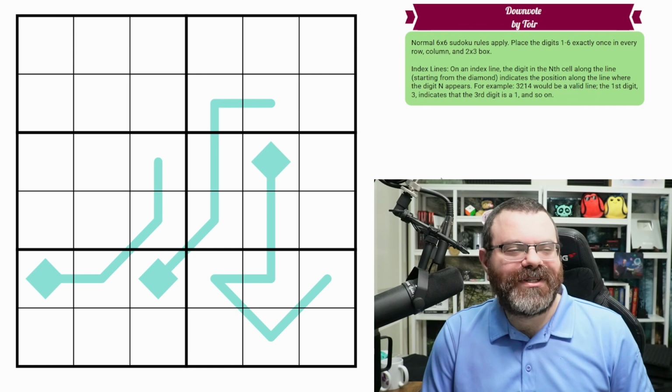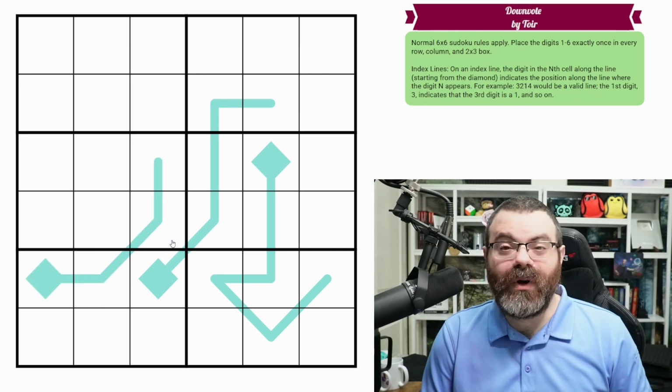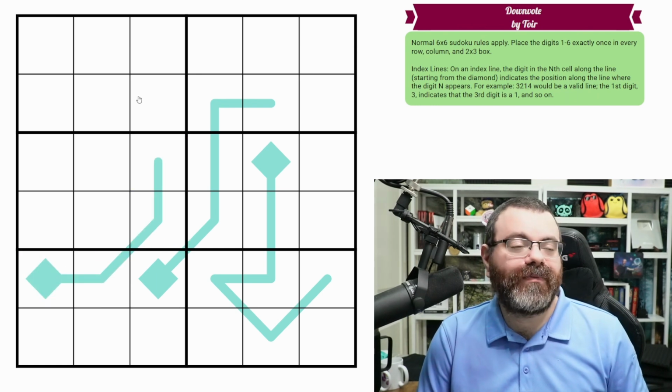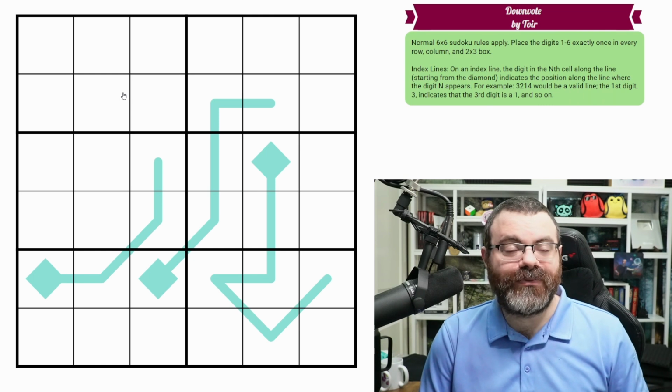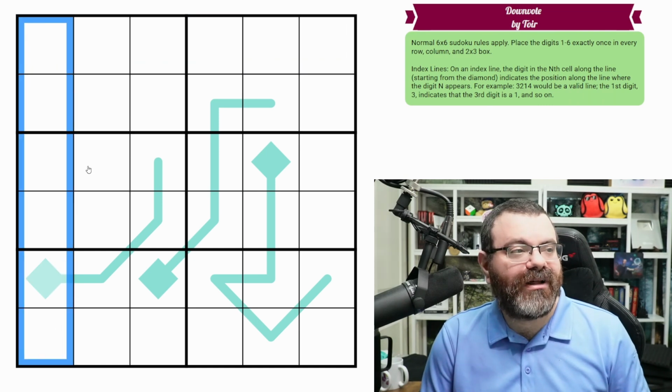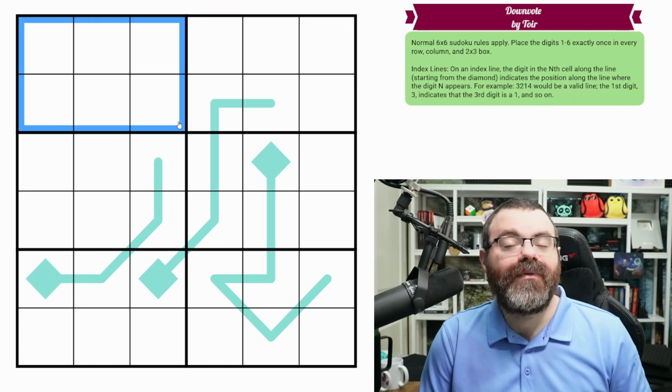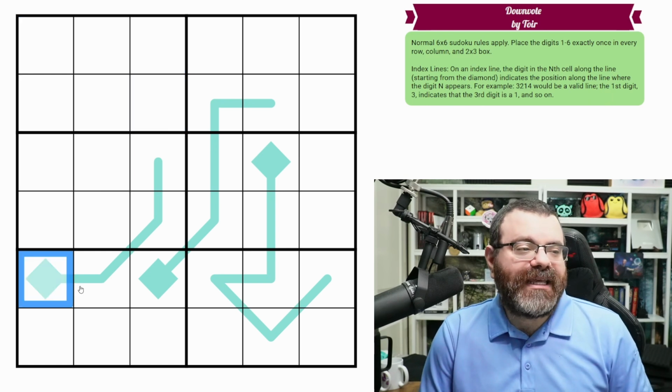Anyway, let's go over the rest of this puzzle. These are index lines, which we have seen once before. We'll go over them carefully. So first of all, we do have normal 6x6 Sudoku rules. So in each row, each column, and each 2x3 box, we are placing the digits 1 to 6 exactly once each. We also have index lines in the grid.